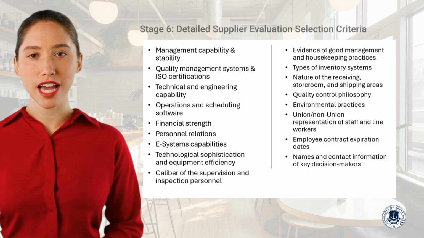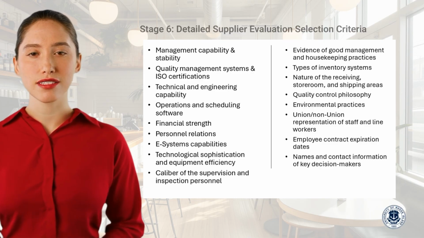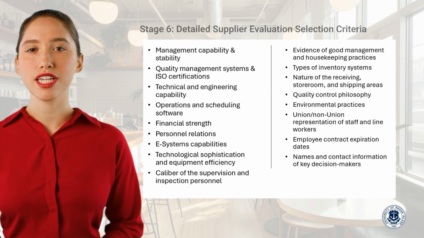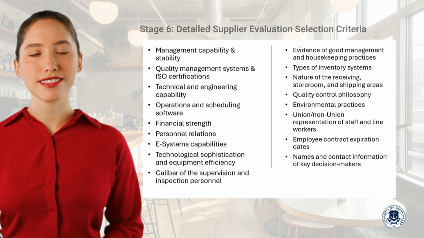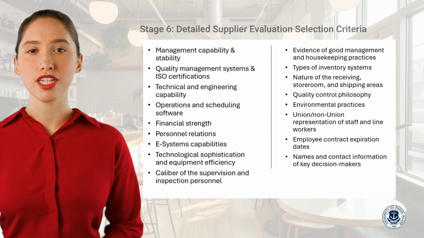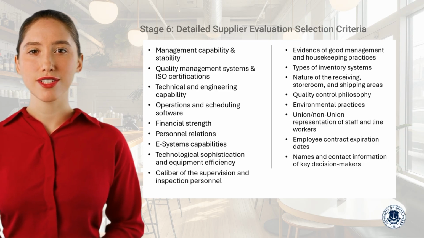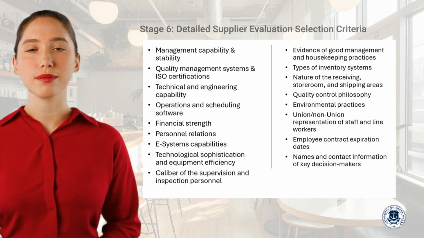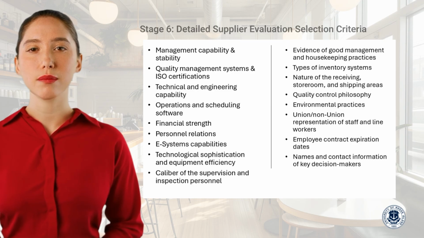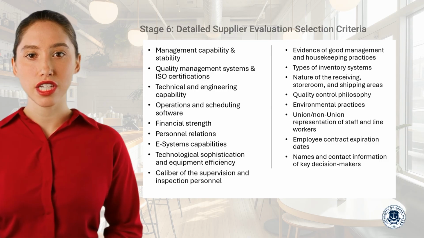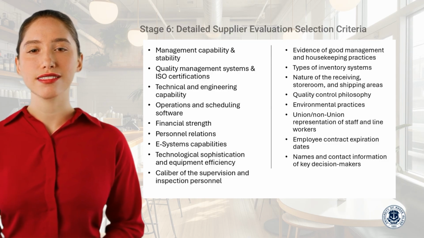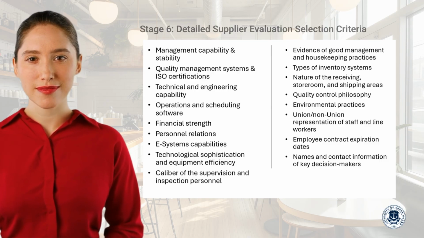Stage 6 involves selecting evaluation criteria with which to evaluate suppliers. A detailed evaluation will examine a multitude of factors. These can range from management capability, quality systems, technical expertise, operational controls, financial strength, workforce relations, IT capabilities, and technological sophistication. These criteria help determine not just whether a supplier can perform today, but whether they can remain viable over time. Selection of criteria that matches the company's strategic need without overcomplicating the analysis is important to consider.